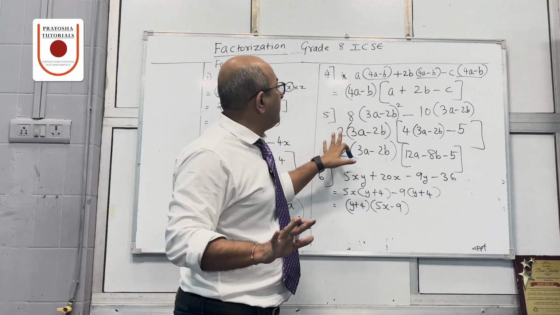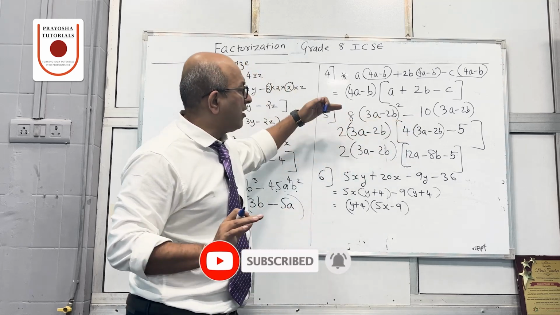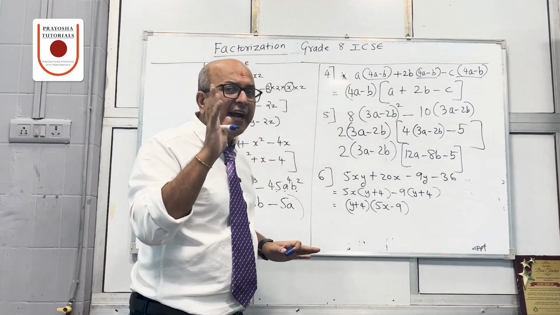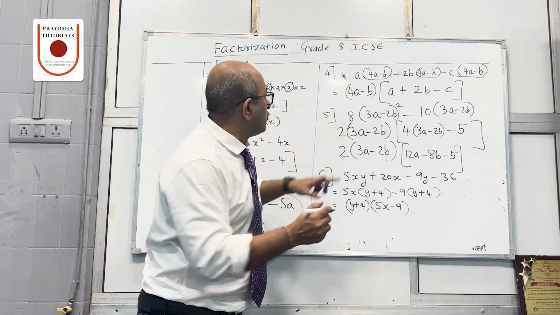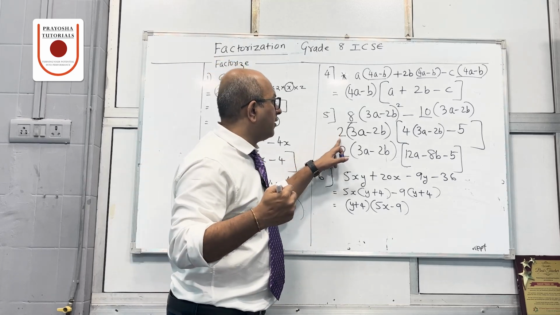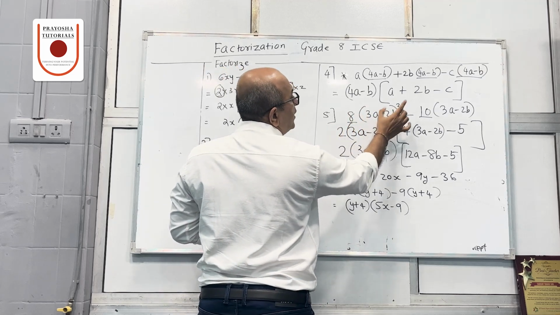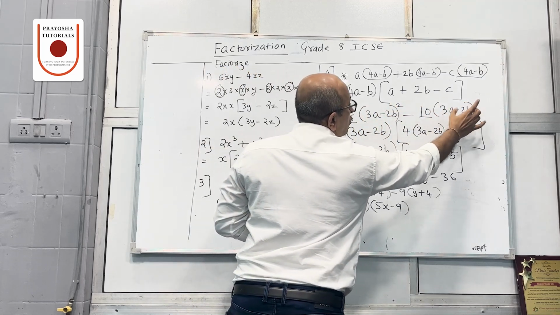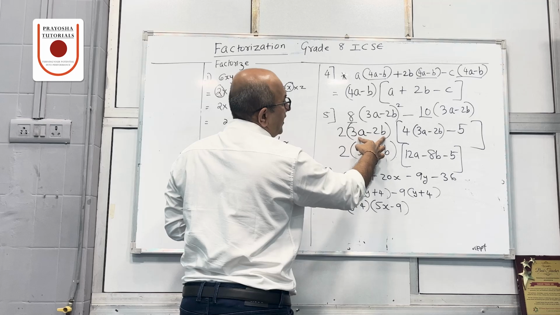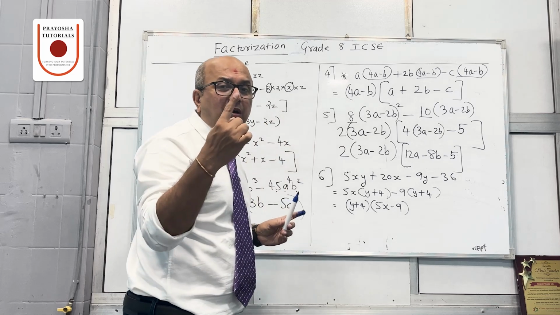Easy sum. From this, a little tricky sum. The next question is 8 and 10. We have 2 fours and 2 fives. So 2 is common. From both the terms, we took 2 common. Now you see the bigger term is 3a minus 2b the whole square and 3a minus 2b raised to 1. So which is the lowest power? Lowest power is 3a minus 2b raised to power 1. So 3a minus 2b raised to power 1 comes out common.